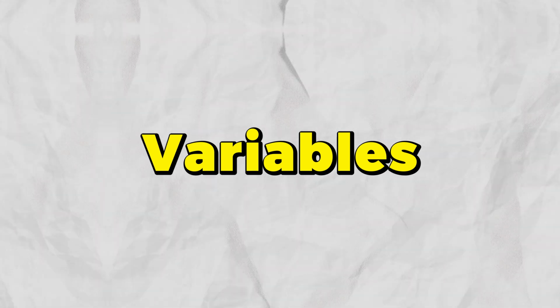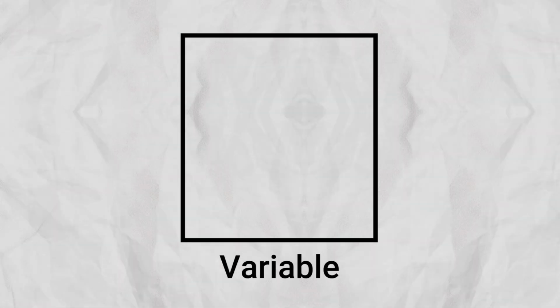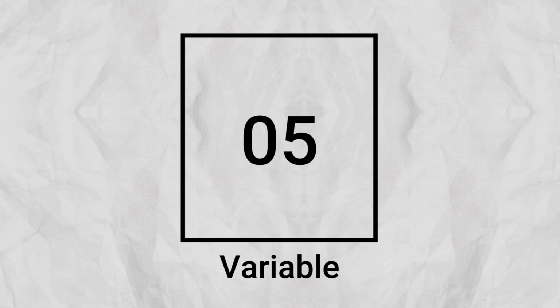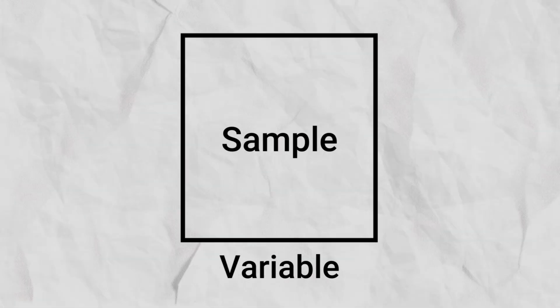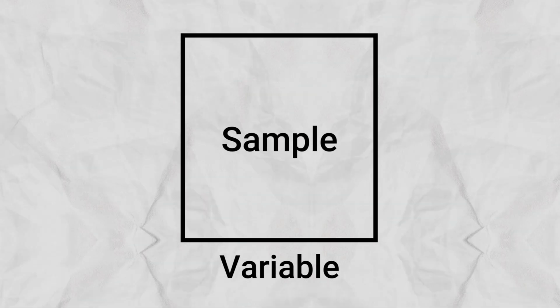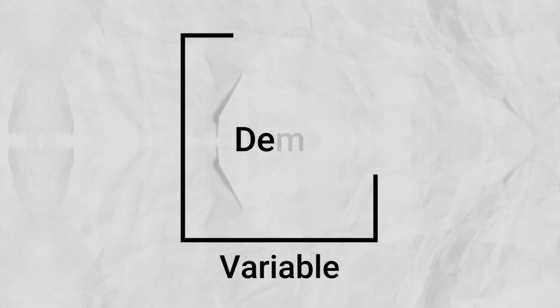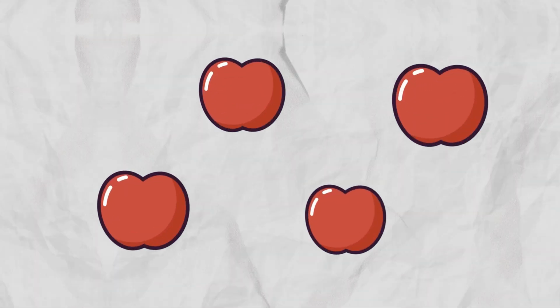Think of a variable like a box that can hold something for you, like a number or a piece of text. You can put something in the box and later, if you want to change what's in it, you can just swap it out. For example, let's say we want to keep track of the number of apples we have.